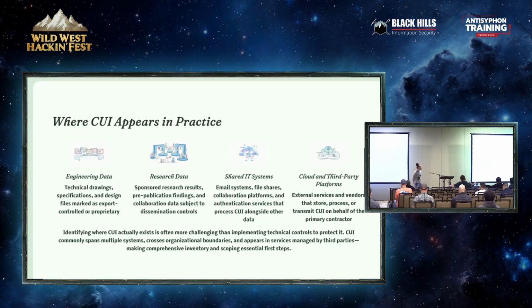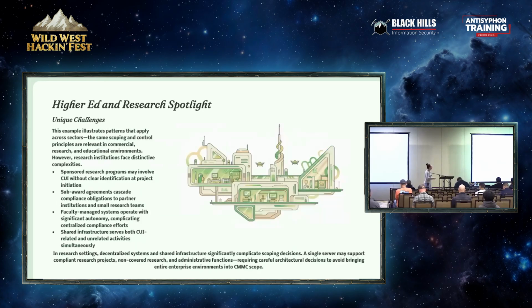So the bumper sticker here is actually very true. Identifying where CUI actually exists and getting your scoping right in many cases is actually more challenging than implementing the controls. The controls are the controls. 800-171, it's a solid framework. It's a good security framework. Got years of experience behind it at this point in time, but the scoping is actually where people truly mess up, and we'll talk about that in a second.